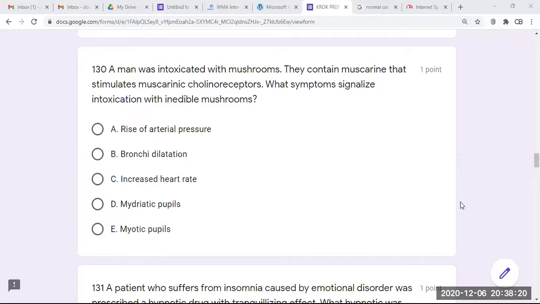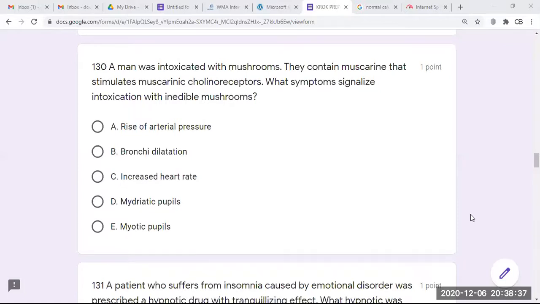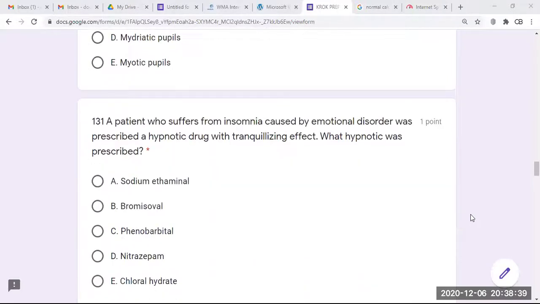So the person ate mushrooms, and the muscarinic cholinergic receptors were stimulated. What symptoms signalize intoxication with inedible mushroom? And the answer is going to be what? Miotic pupils. Okay? Miotic pupils. All right.